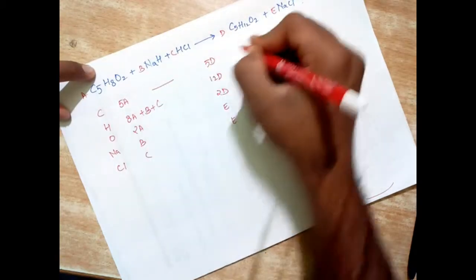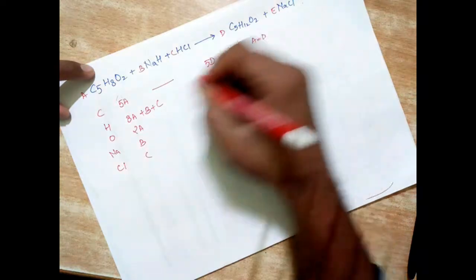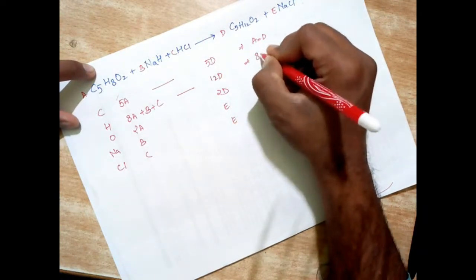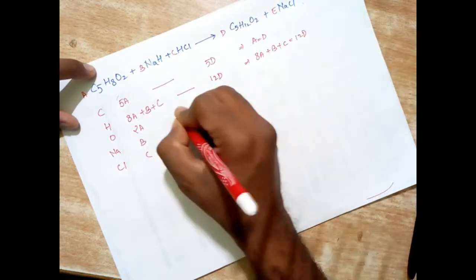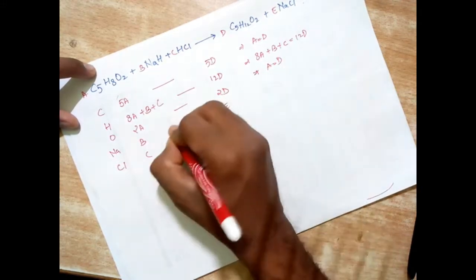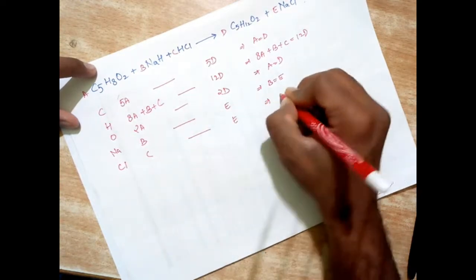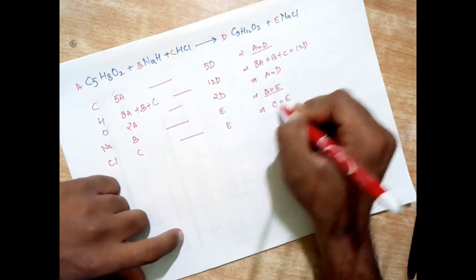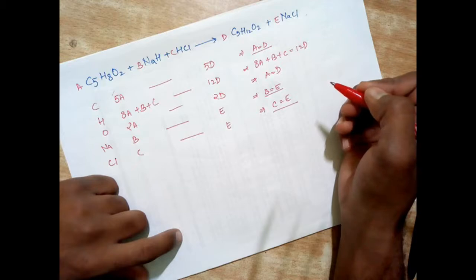As we can see, this implies A is equal to D, because 5 gets cancelled by 5 and we get A is equal to D. This implies 8A plus B plus C is equal to 12D. This is again implying A is equal to D. This is implying B is equal to E. This is implying C is equal to E. So we probably have a very easy question this time, as we have all the numbers in our hand.